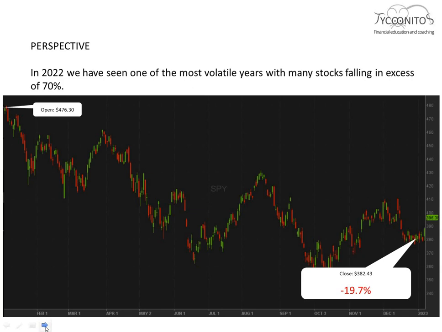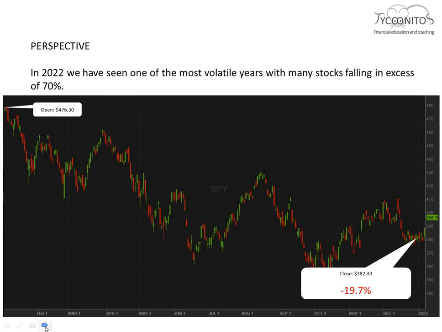So 2022 is when I started this daily trade log, on the 17th of February. And as you know, if you follow the market, if you follow any sort of news that has anything to do with economics, then you know that 2022 was a very, very challenging year for the markets around the world.